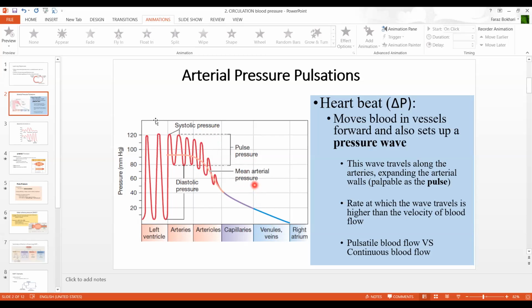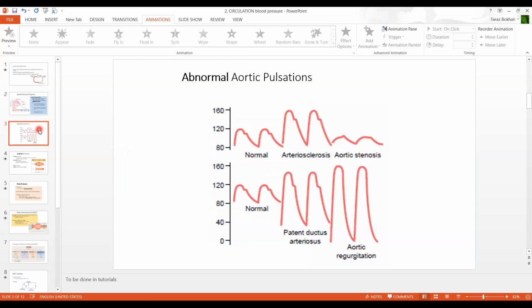Okay, so we can come back to this. For now, this is basically a tutorial topic, as I have noted here. These are different aortic pulsations which are plotted against a reference normal aortic pulsation. So this is what normally happens. What is this dip called here?